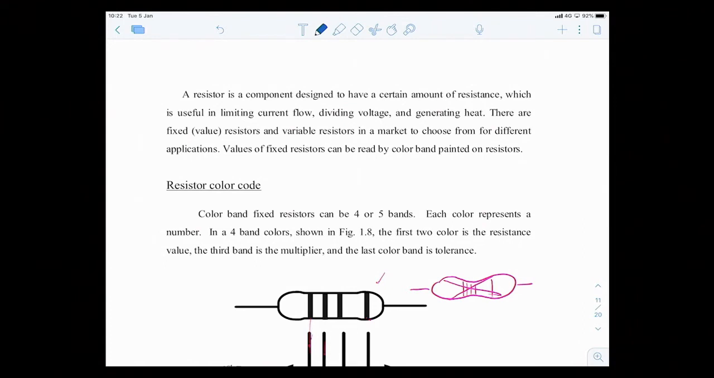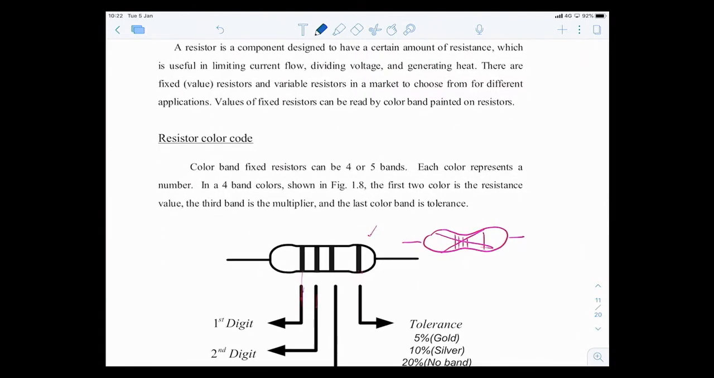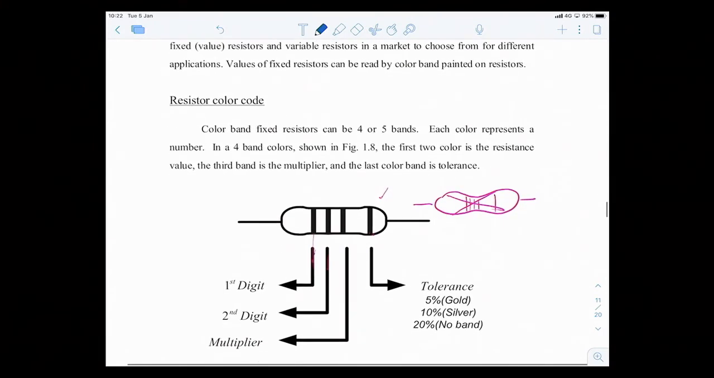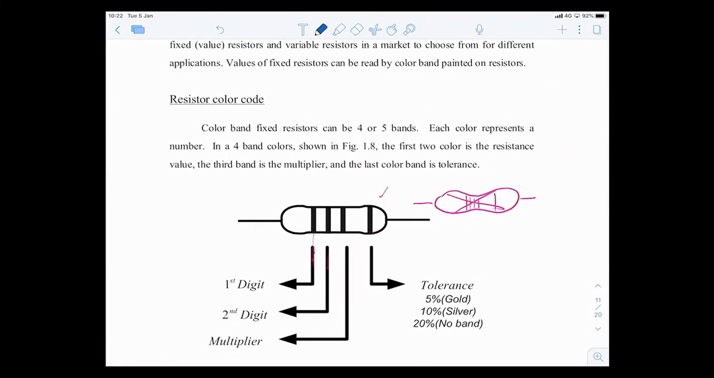The simple one is, of course, the fixed resistor, and the simple one has 4 bands. The bands correspond to certain values. There would be three colors close to each other, then some space, and another color at the end. The one far away from the pack is the tolerance.